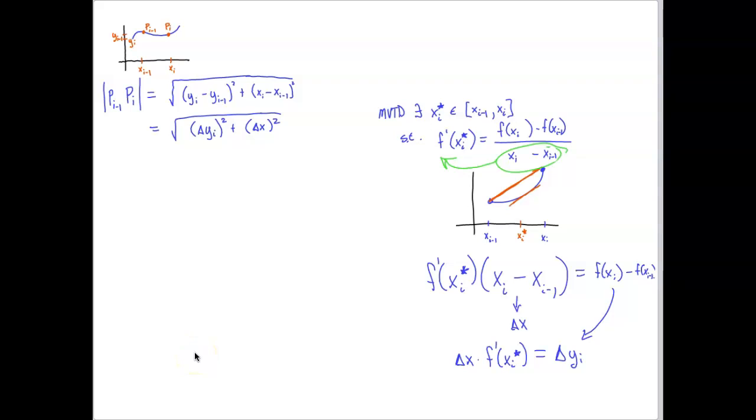Okay, so the whole reason that this is useful is because we have this distance formula up here that we were developing, but we need to get it only in terms of x, right? And so now I can replace that delta yi with this. So this whole thing equals the square root of f prime of xi star times delta x squared plus delta x squared.